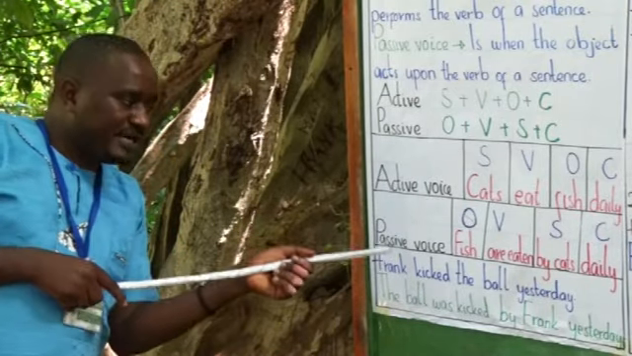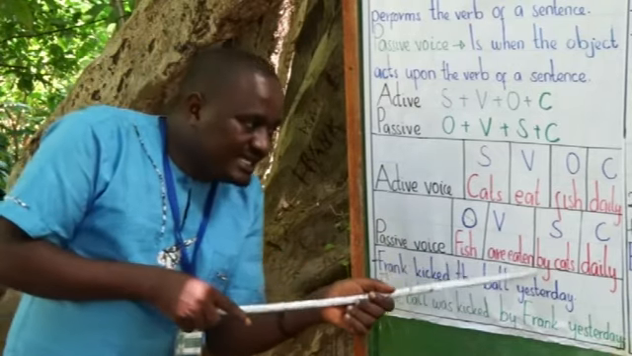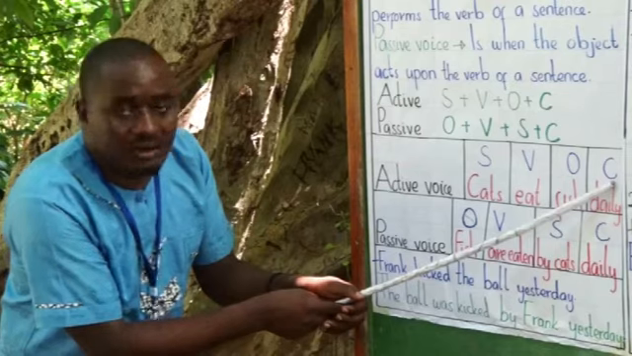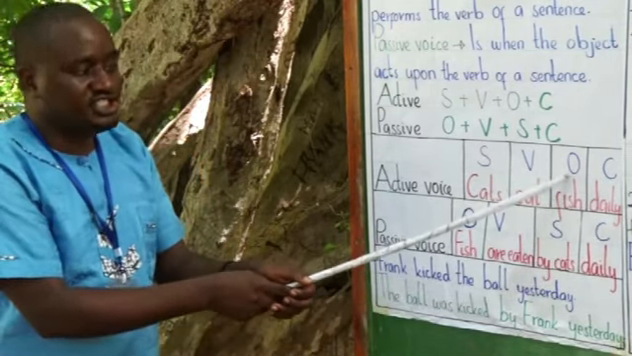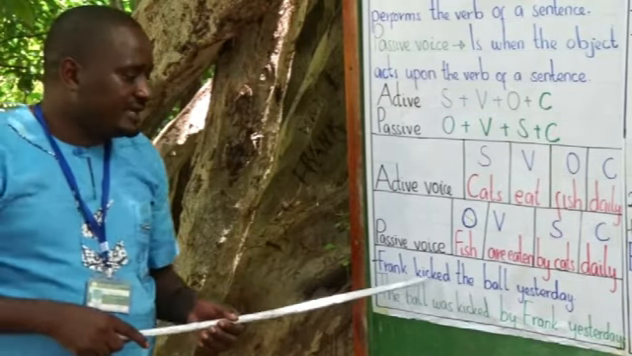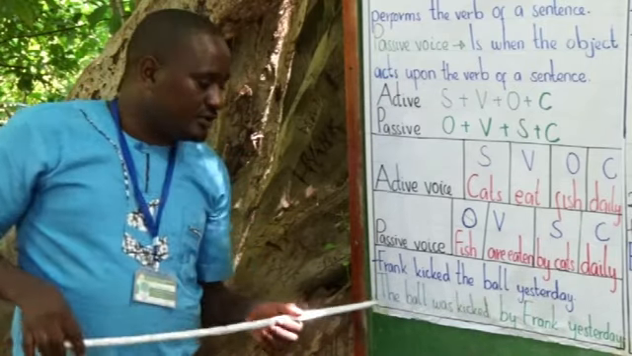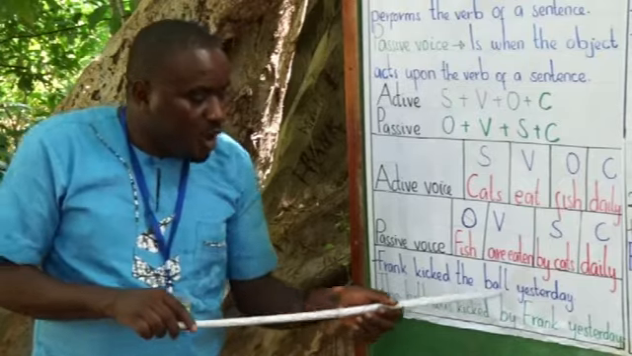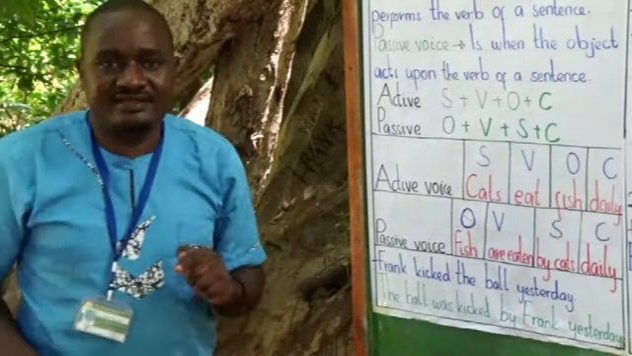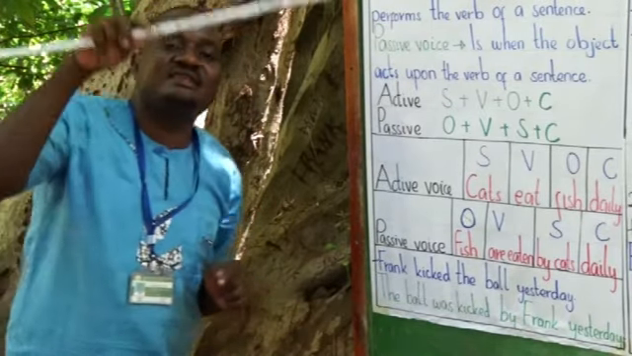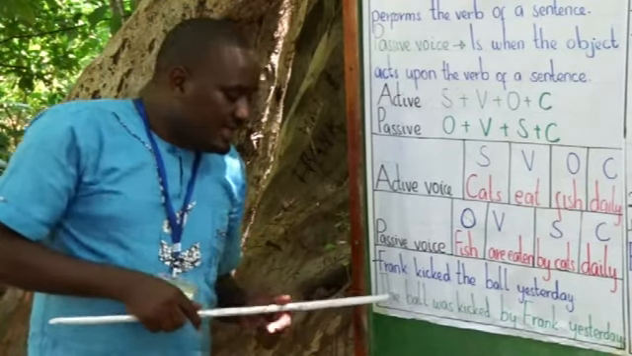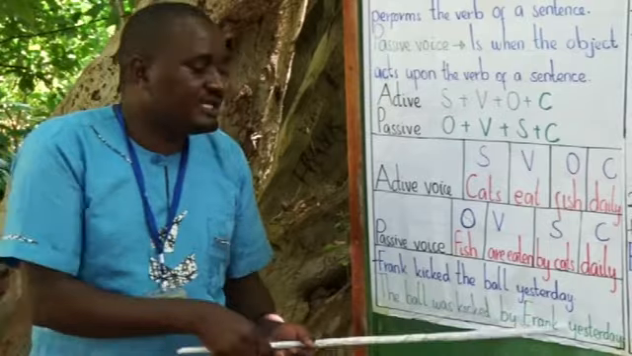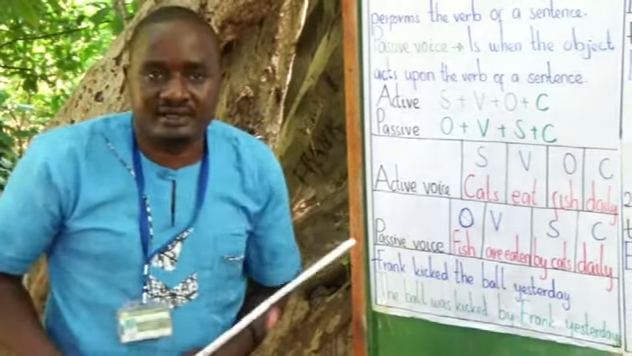Let's check in passive voice. Fish are eaten by cats daily. When you check here, the verb is constant and the complement does not change, but the subject and the object change. Next sentence: Frank kicked the ball yesterday. Frank is the subject, kicked is what Frank did, and the ball is the object. The object receives the action. In this sentence, the ball receives the action from Frank. The ball was kicked by Frank yesterday. This means the ball received the action.